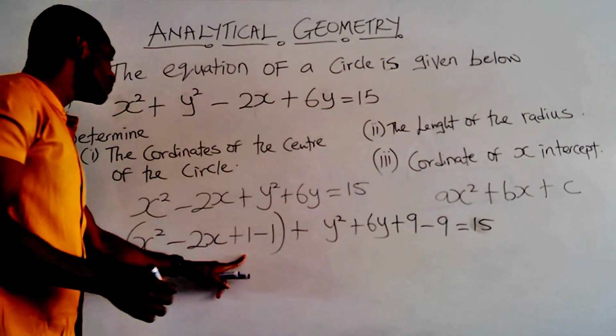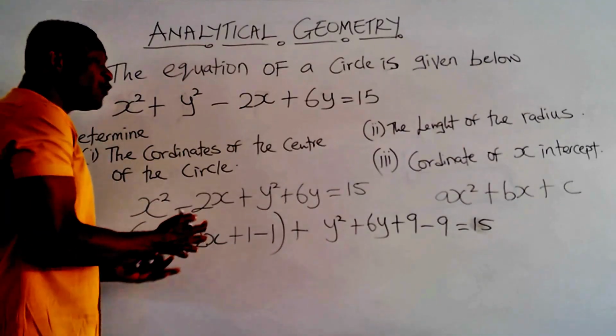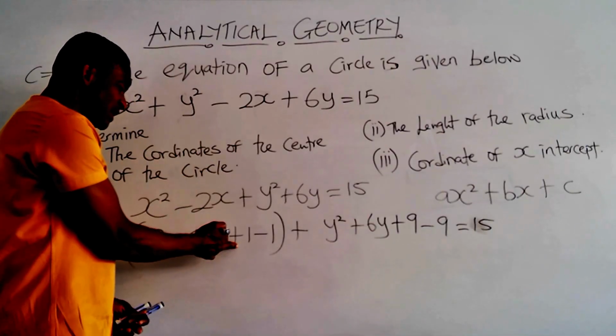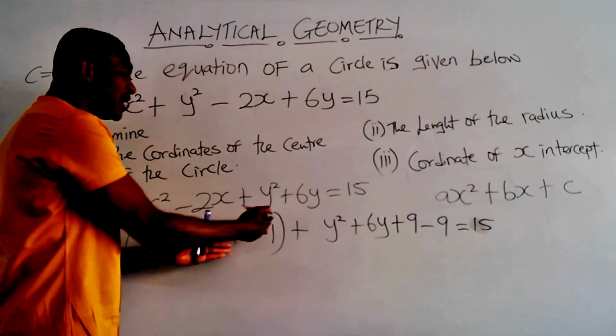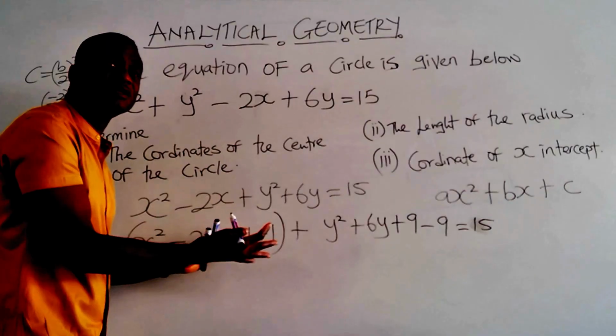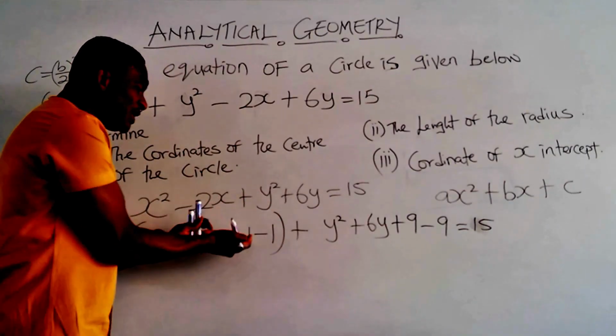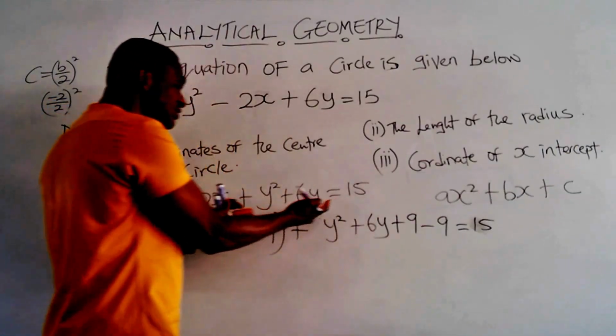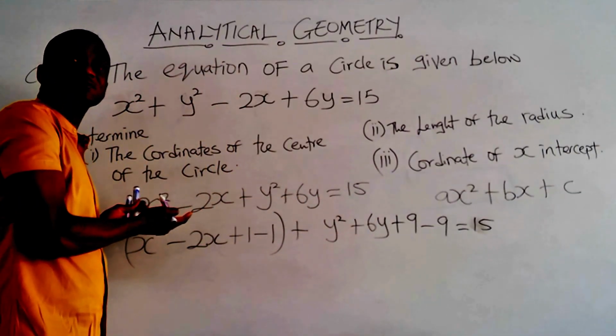Why are we doing plus 1 minus 1? Remember, we cannot alter the original expression. There wasn't any plus 1. So if we are adding, we are removing. It means we have not done anything. We have not added anything. We added and subtracted, so we are still on course with the original expression.